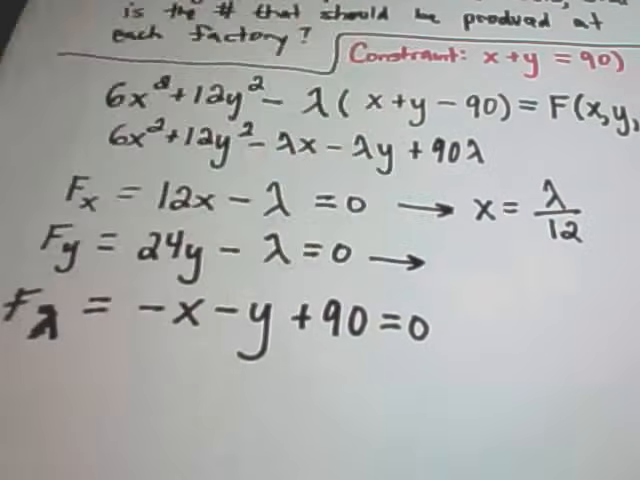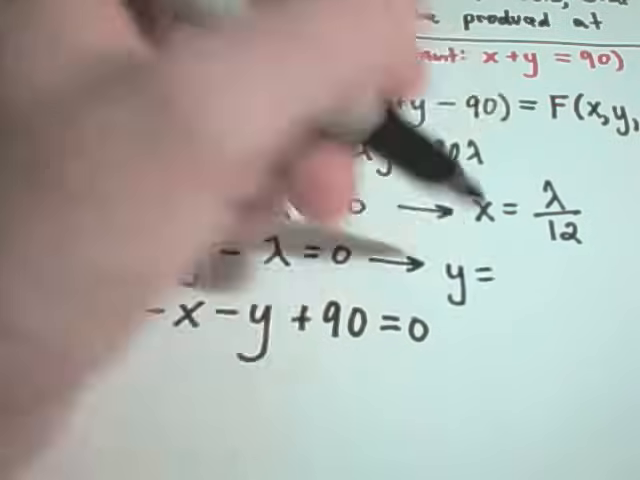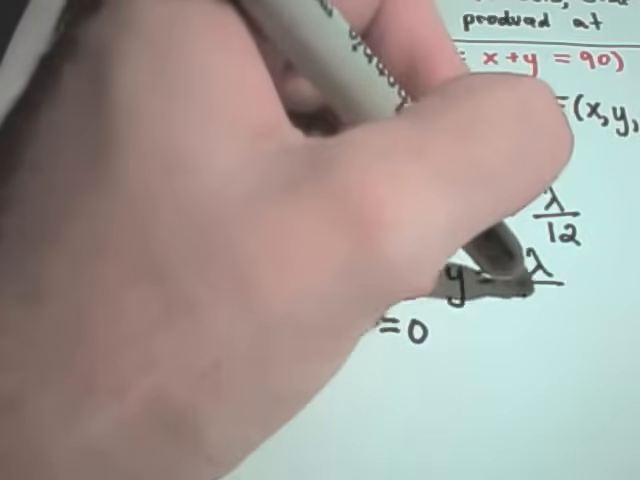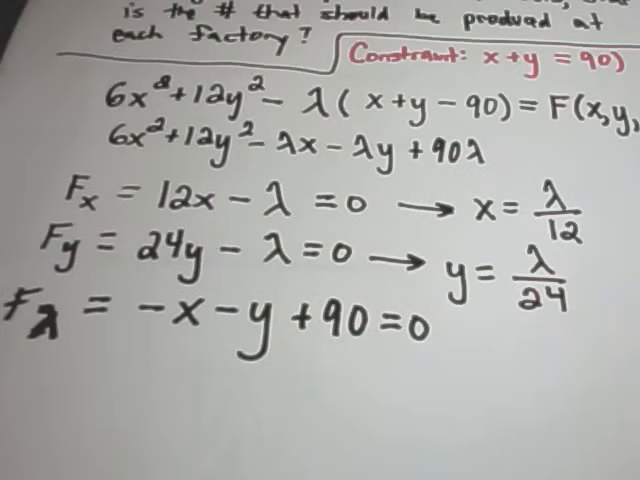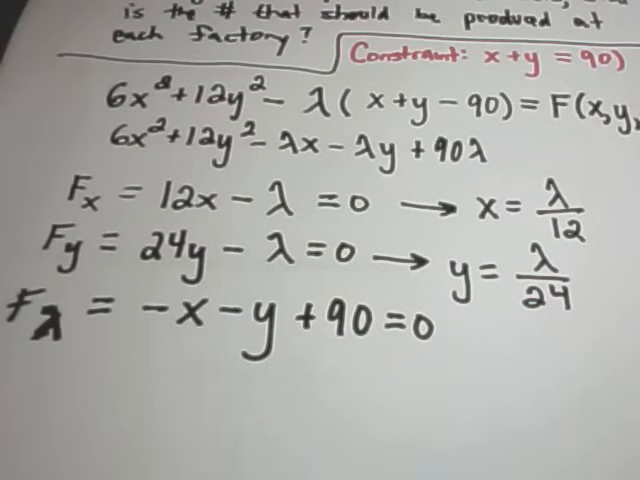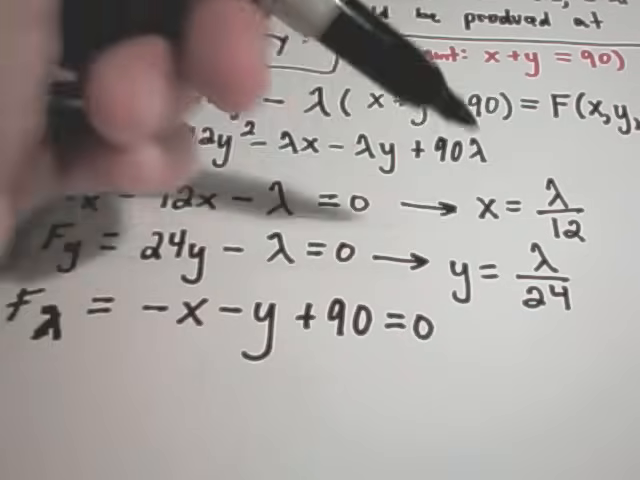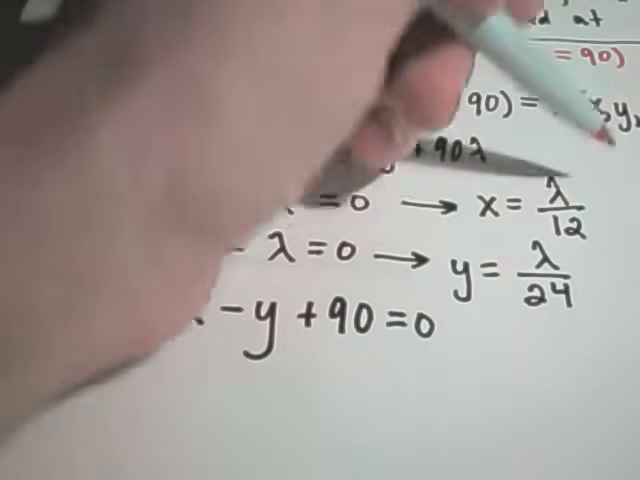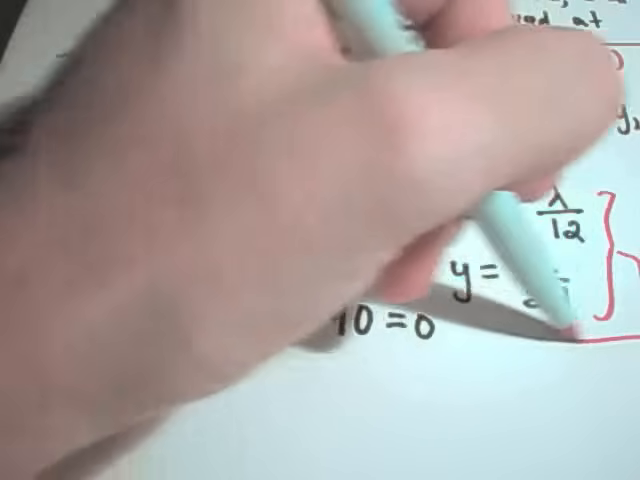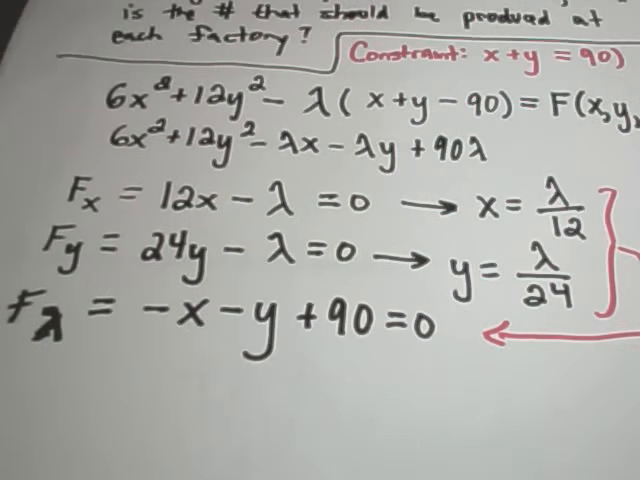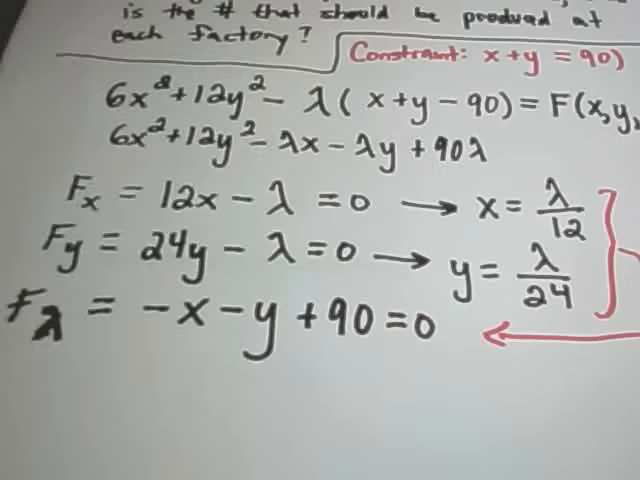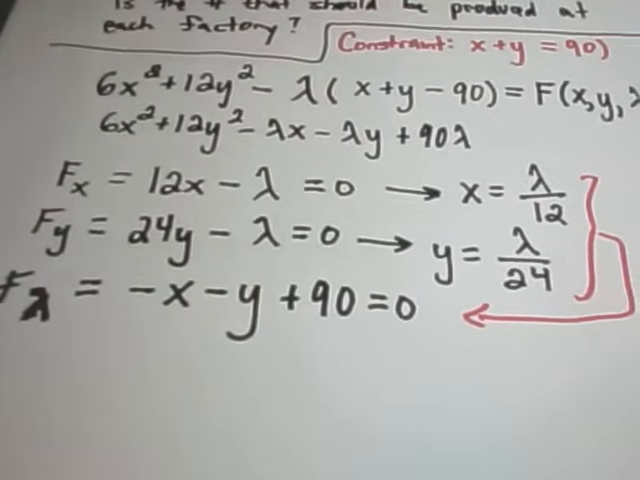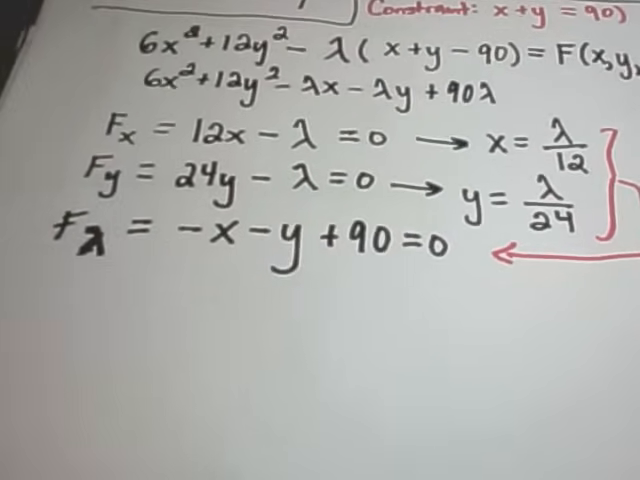If I do that to the middle one as well, I'll add lambda to both sides and divide by 24, and I'll get that y equals lambda over 24. Now I'm going to take these two things and plug them into my other partial derivative. This will allow me to solve for lambda. I'll then be able to go back and figure out values for x and y.